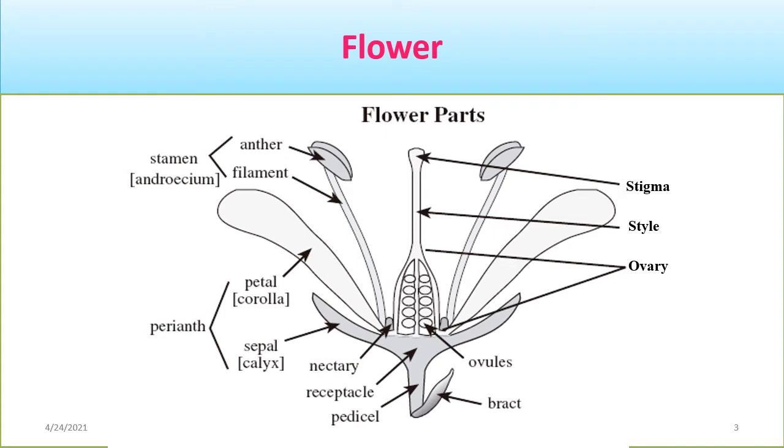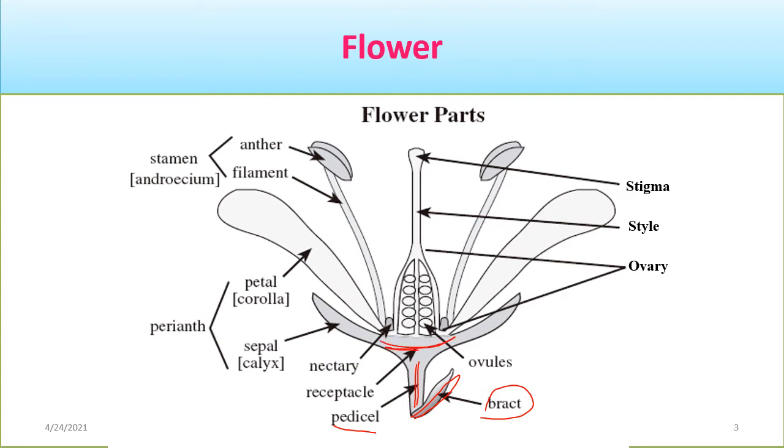Let us begin with the flower, and before moving ahead we will have a look over the different parts of the flower. So we can start with the stalk of the flower, which is called the pedicel. Most of the time this flower has a leaf-like appendage or outgrowth present at the base, that is called a bract.